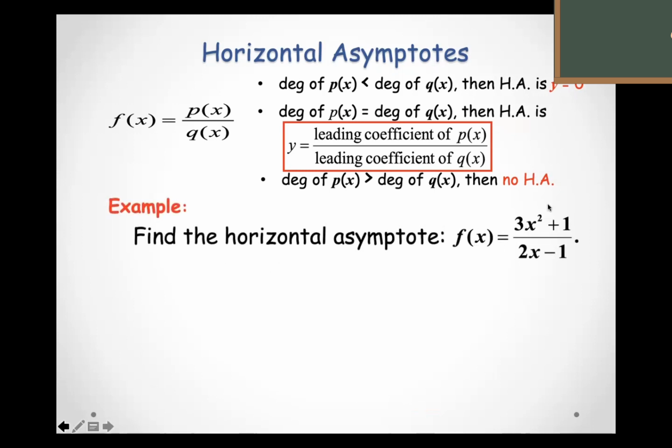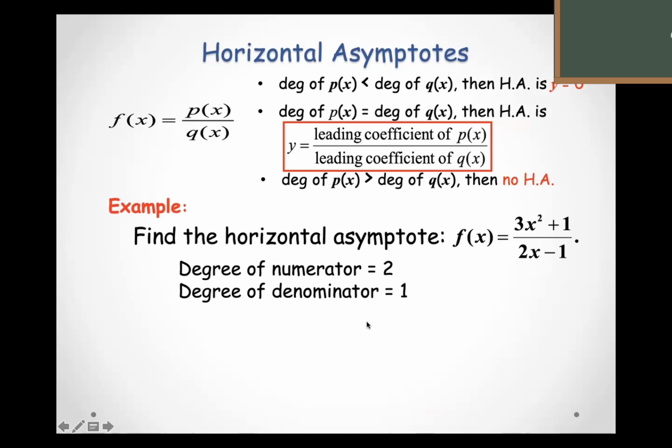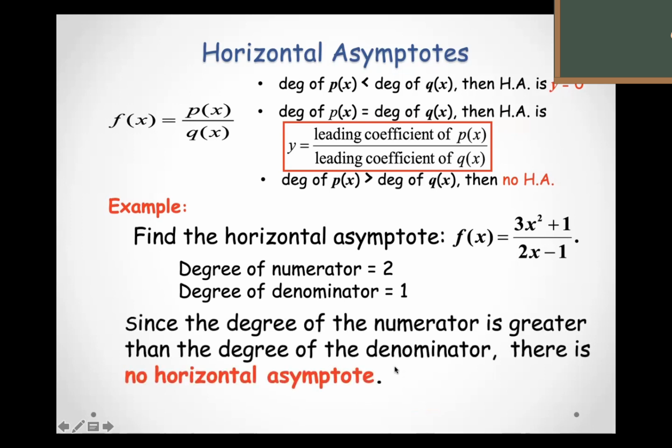Another example. Find the horizontal asymptote. f of x equals 3x squared plus 1 over 2x minus 1. The highest degree in the numerator is 2 and the degree of the denominator is 1. So, there is no horizontal asymptote.